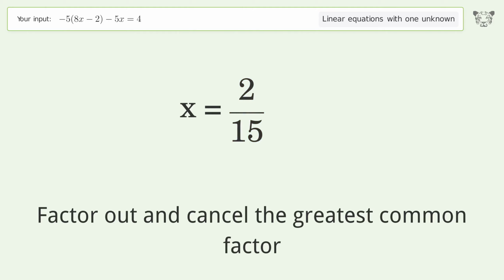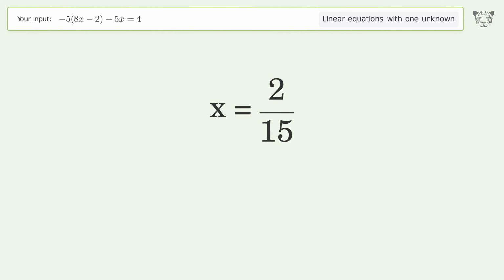And so the final result is x equals 2 over 15.